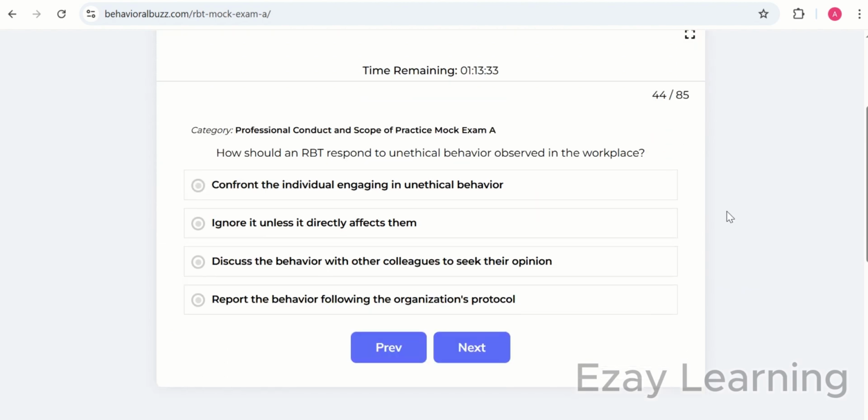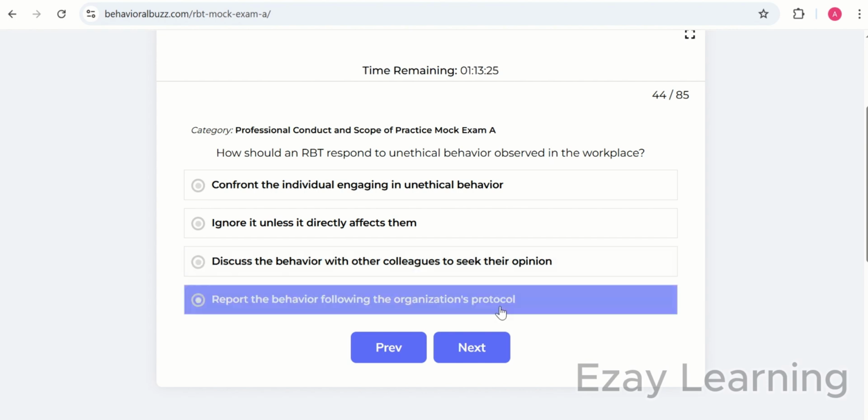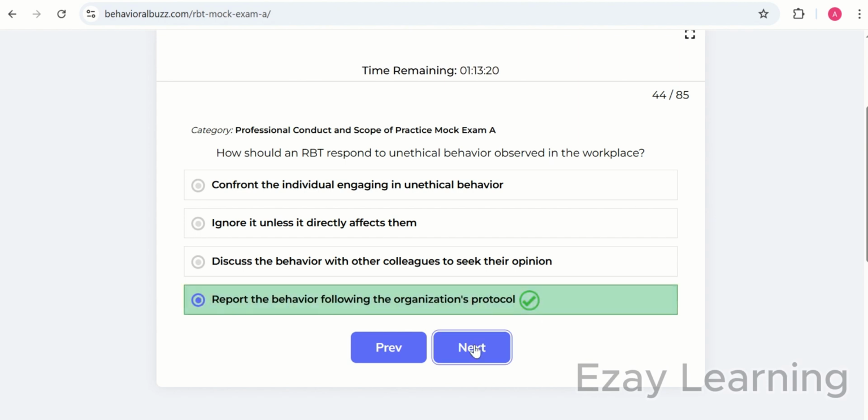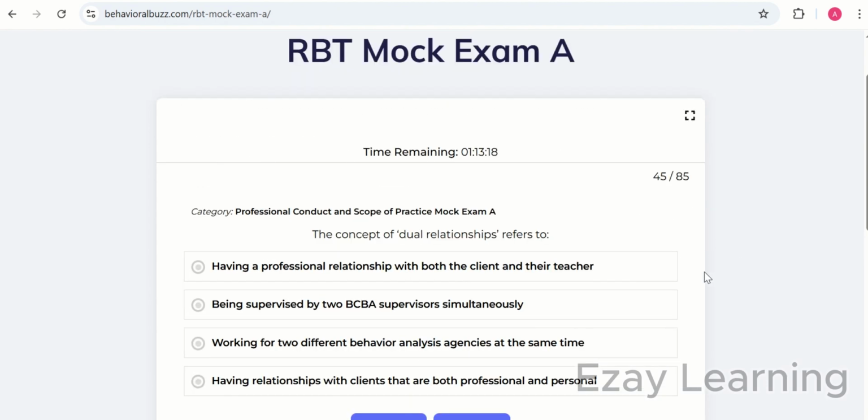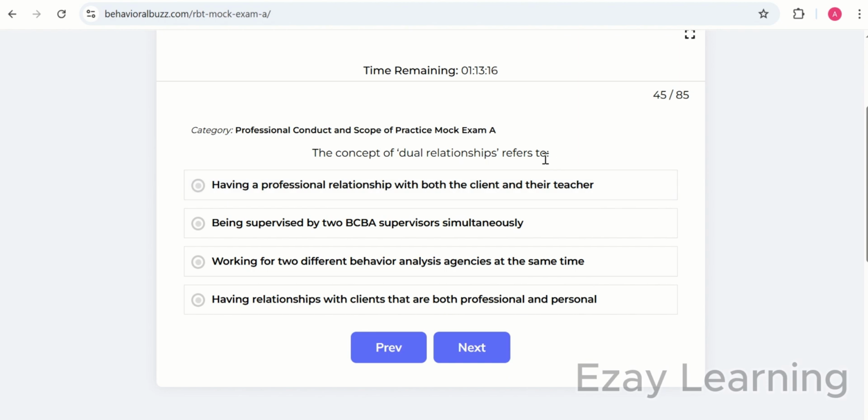How should an RBT respond to unethical behavior observed in the workplace? Report the behavior following the organization's protocol. The concept of dual relationship refers to having a relationship with the client or their caregivers, a personal relationship as well as a professional relationship.